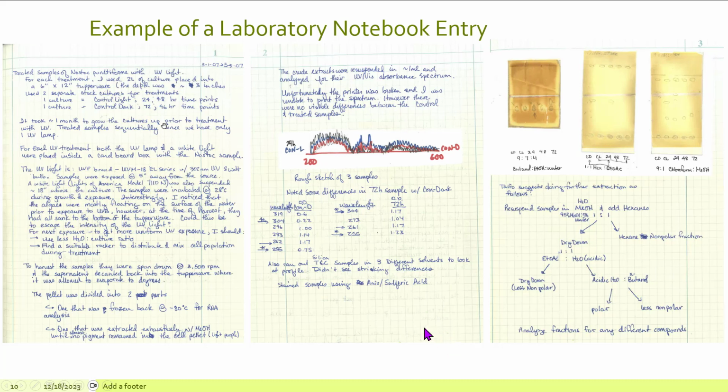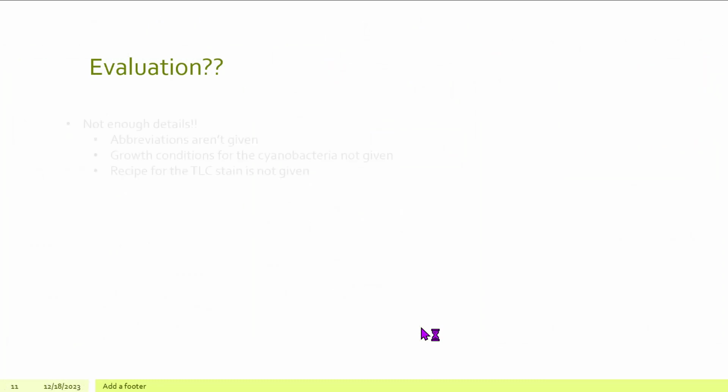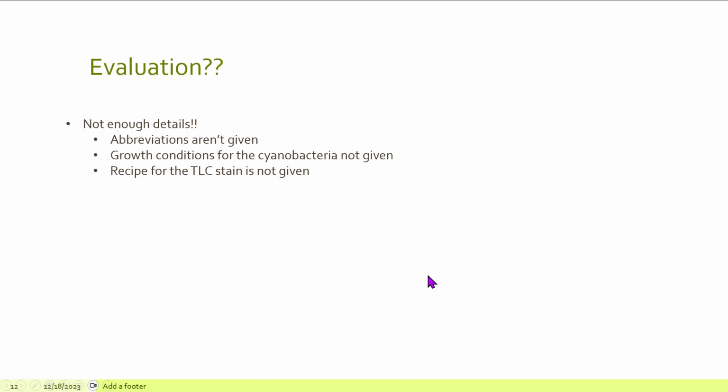All right, so you can see there's a lot to be desired in this example. That was my notebook from my postdoc. So you can see I'm not perfect either, but there's not enough details in there. Even the abbreviations aren't given. Growth conditions weren't given. The recipe for the TLC stain is not given. The raw data is not in there. There's no purpose. So you can go on and on.